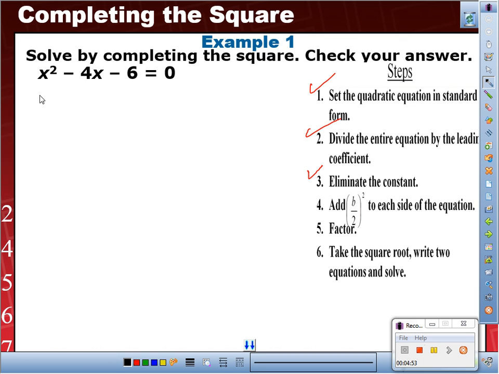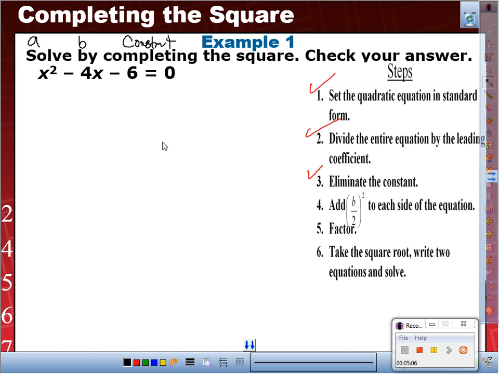Last night's homework was to practice identifying A, B, and C. Remember that? Well, guess what C stands for? Constant. Therefore, what is C here? Negative 6. So it says eliminate the constant. How can you get rid of it? Add 6 to each side. Therefore, we end up with x squared minus 4x, leave a space here, equal to 6. Copy that, please.